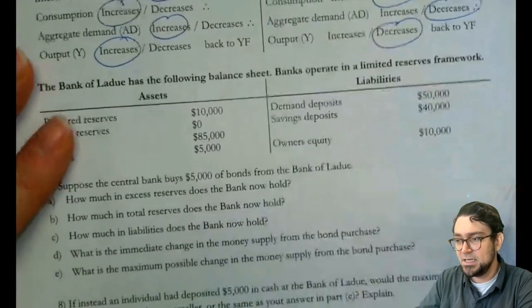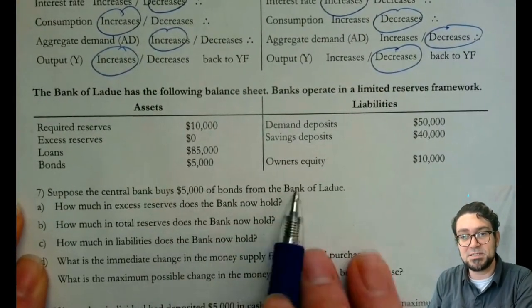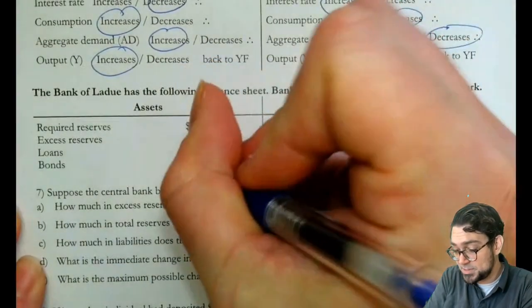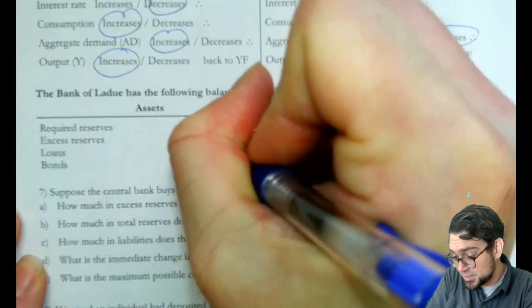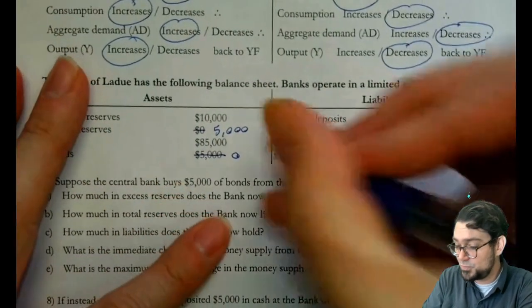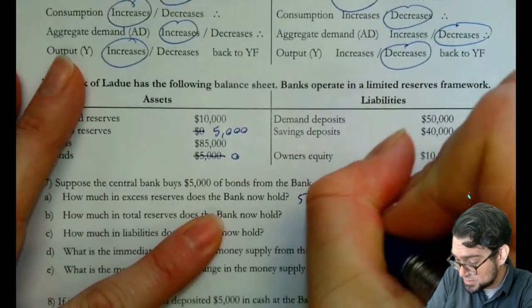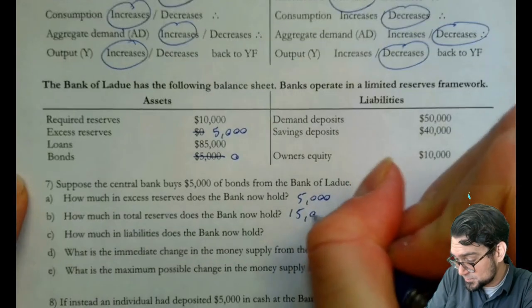Now, the last question here is a bank balance sheet that we've looked at a couple of times already in this class. Let me see if I can get there. There we go. Suppose the central bank buys $5,000 of bonds from the Bank of Ladue. So when that happens, this is going to go to zero, and this is going to go to $5,000. How much in excess reserves do they now hold? Well, they now hold $5,000. How much in total do they hold? 10 plus 5 is $15,000.